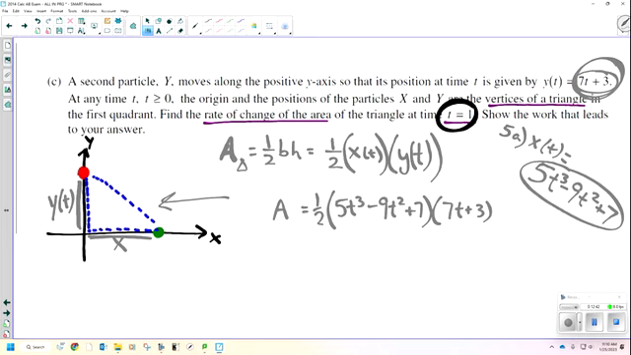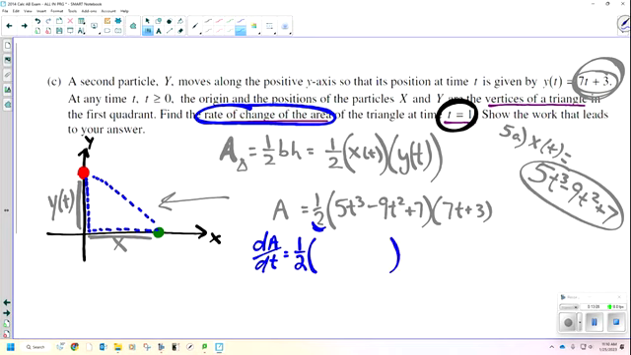Now, if I wanted to, I could FOIL this all together, but we're not going to do that. We want to find, again, the rate of change of the area. So I really need the derivative of area with respect to time. So I'm going to use the product rule. My 1/2 is going to stay the same.